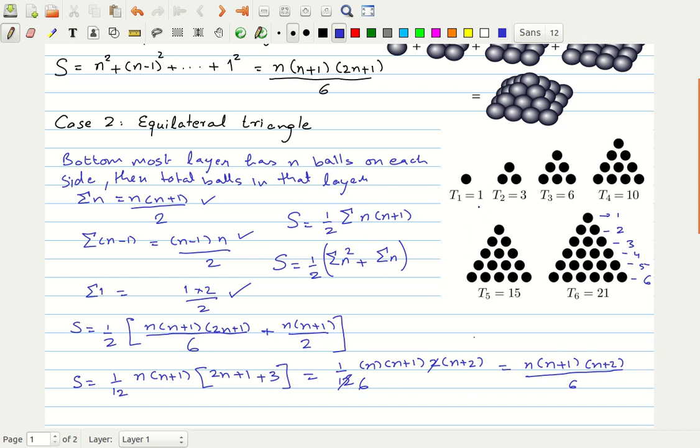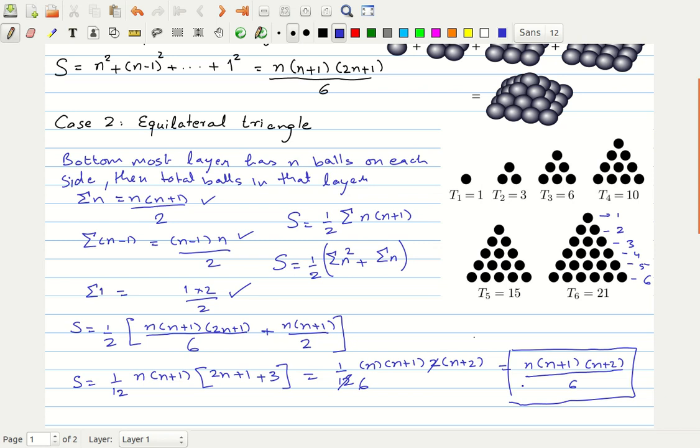So if we add 1 plus 3 is 4, 4 plus 6 is 10, 10 plus 10 is 20, 20 plus 15 is 35, and 35 plus 21 is 56. So this formula is correct, right?